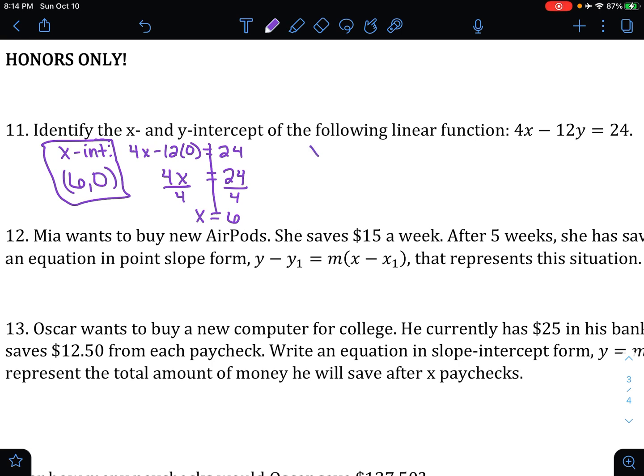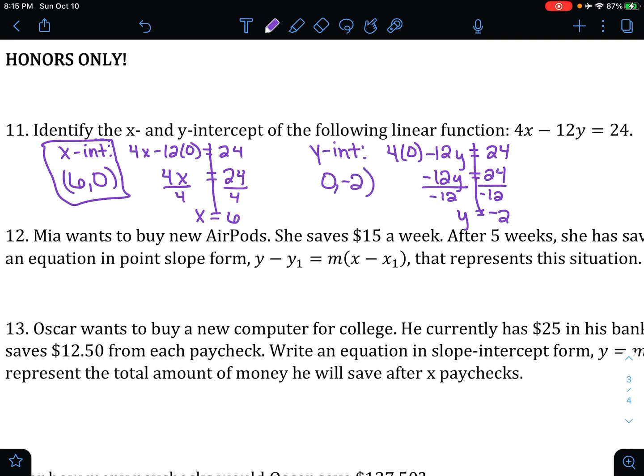Okay, next, the y-intercept. We plug in 0 for x. So we have 4 times 0 minus 12y equals 24. I get negative 12y equals 24. I divide both sides by negative 12. y equals negative 2. So I have (0, -2). And there's my y-intercept.